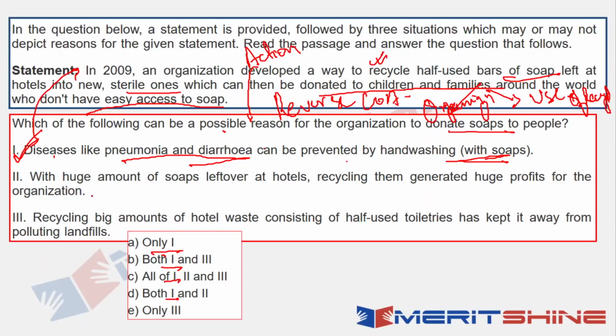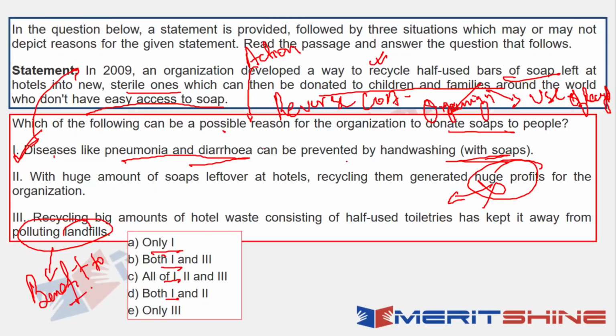Achha, let's read 2. With huge amounts of soap left over at hotel, recycling them generated huge profits for the organization. We are donating. How can we get profit from donation? This is irrelevant. Recycling big amounts of hotel waste consisting of half-used toiletries has kept it away from polluting landfills. Benefit to the environment. I just talked about benefit to the organization or environment, so that can also be a reason. So this is also a valid reason to do it. So both 1 and 3. So your answer should be B.